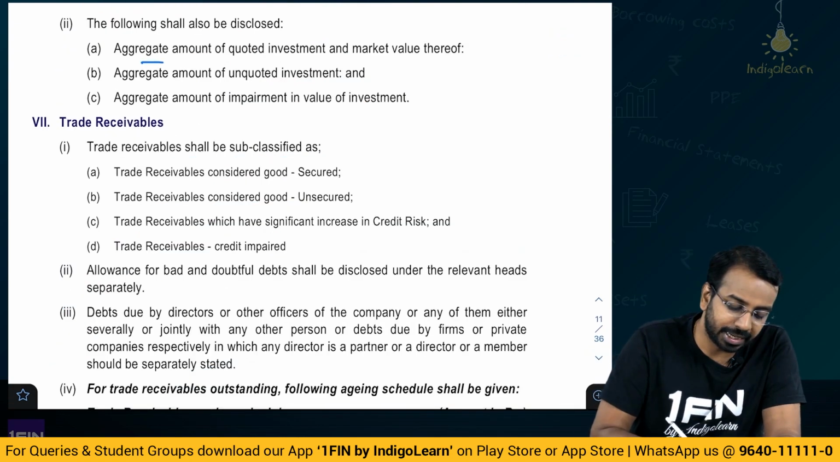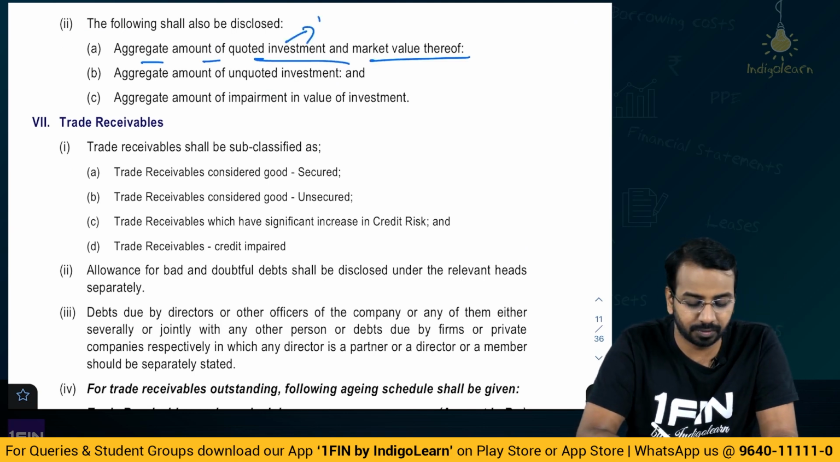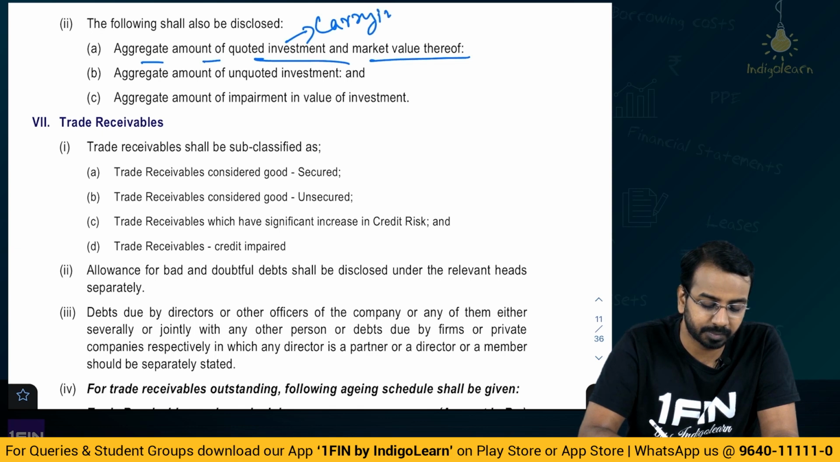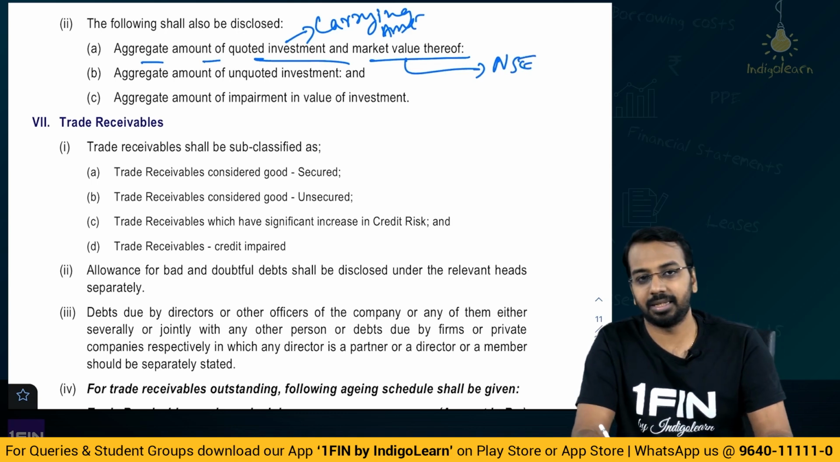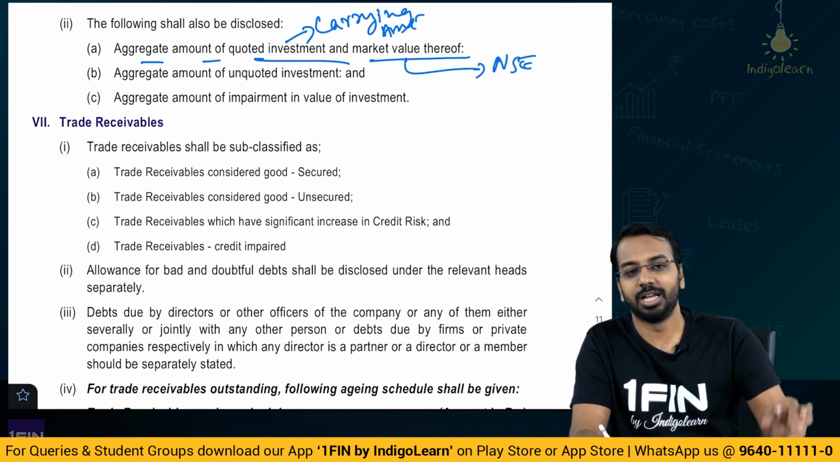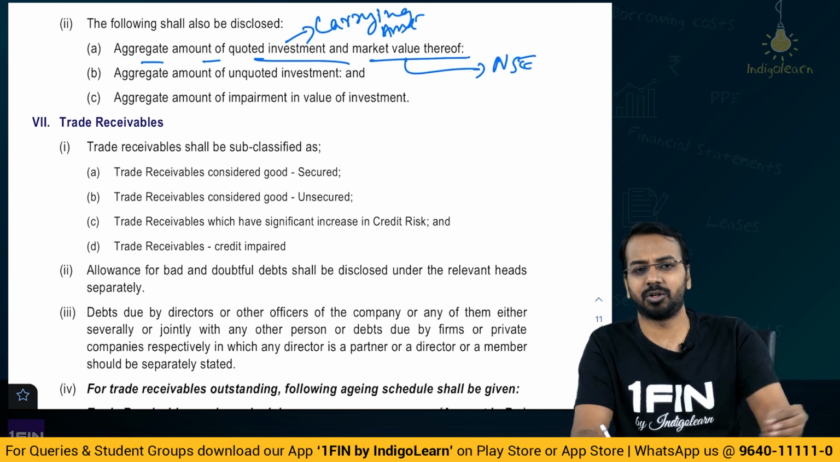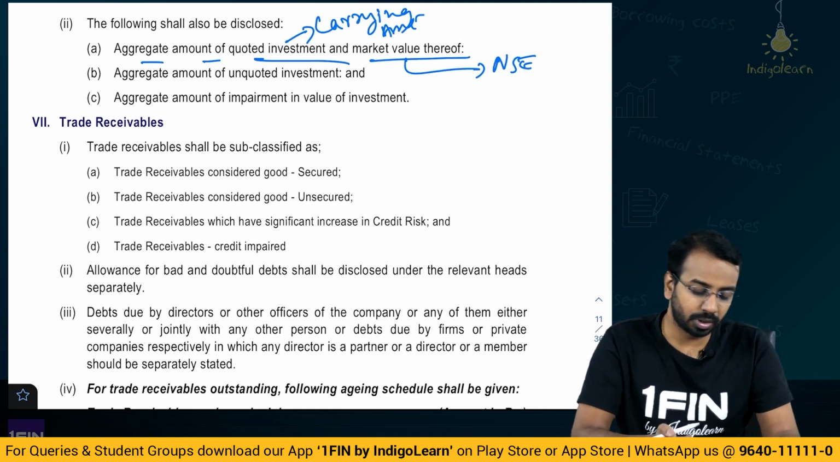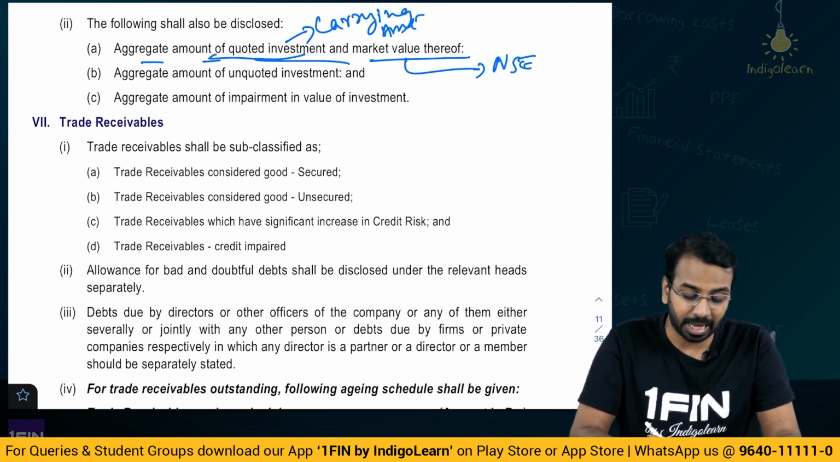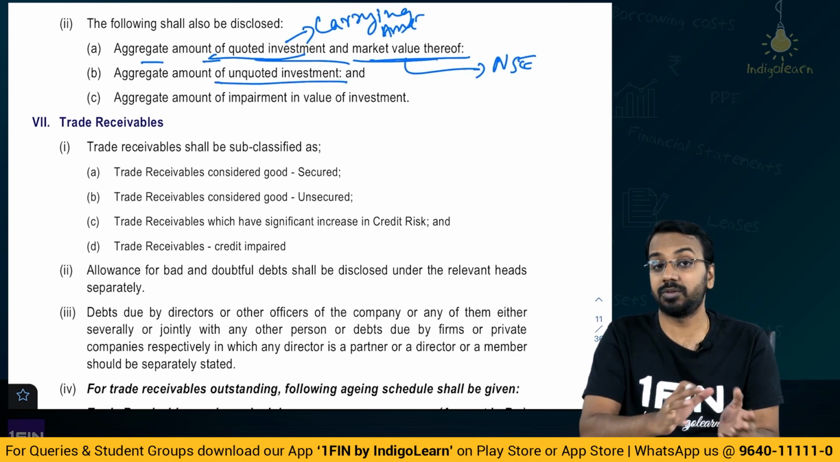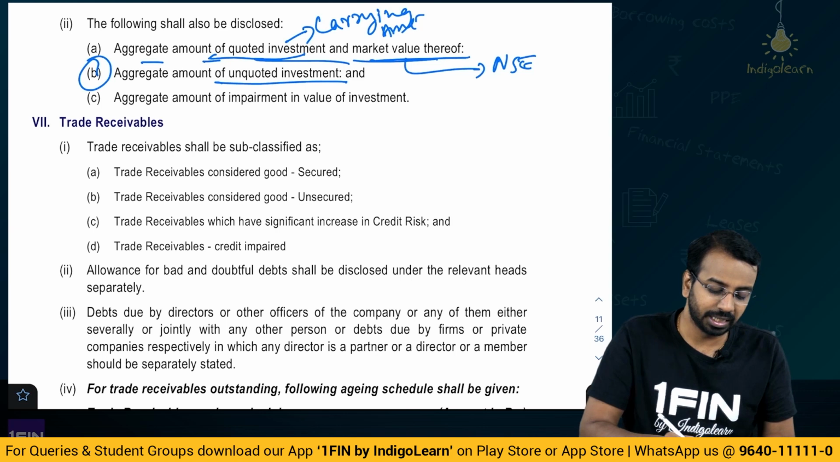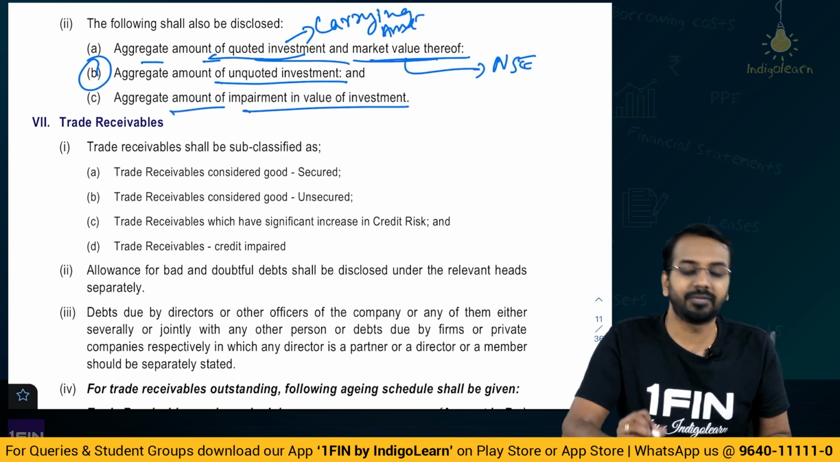You will also disclose aggregate amount of quoted investment and market value. So what is the aggregate amount of quoted investment, what is the carrying amount, and what is the market value. Okay. So for example, these are listed entities in NSE. Okay, you have investments in equity shares, you have investment in shares of, let's say, Reliance, Asian Paints, Tata Motors and all of those companies. What is the carrying amount in the books and what is the market value? Aggregate amount of unquoted investment. If there are investments which are unquoted, what is the aggregate amount of that? And aggregate amount of impairment in value of investments.